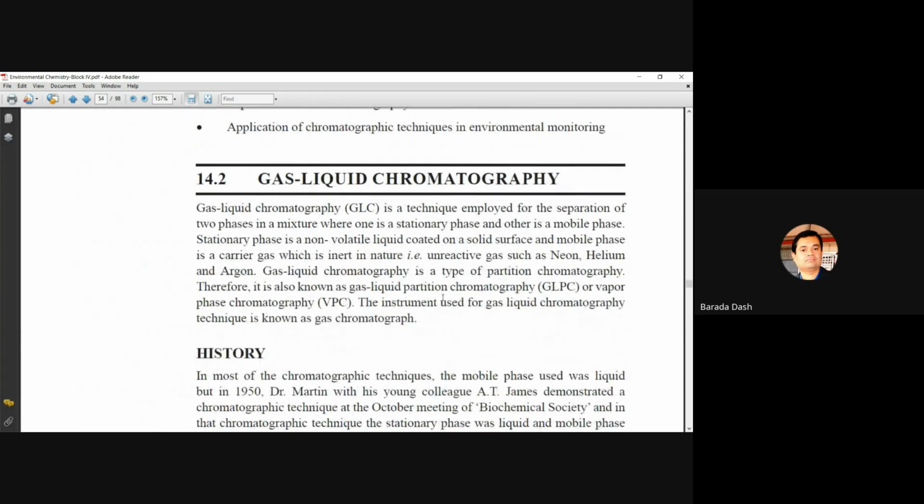Gas liquid chromatography is a technique employed for the separation of components in a mixture, where one is a stationary phase and the other is a mobile phase. The stationary phase is a non-volatile liquid coated on a solid surface, and the mobile phase is a carrier gas which is inert in nature, that is, an unreactive gas such as neon, helium, argon. Gas liquid chromatography is a type of partition chromatography. I can show you a short video on this gas chromatography.